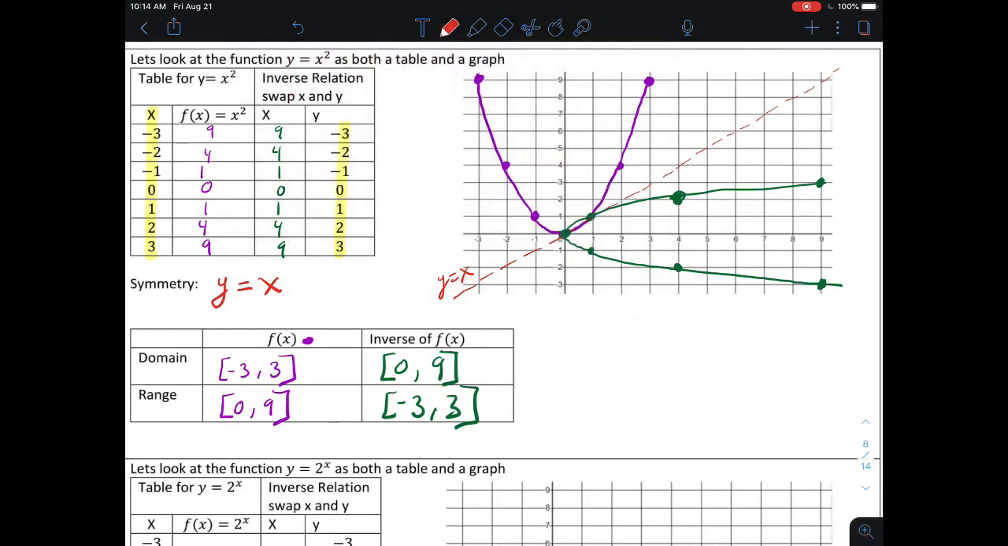So notice what is happening here in this table: the domain of the regular function became the range of the inverse, and likewise the range of f of x became the domain of the inverse. They flip-flop there.